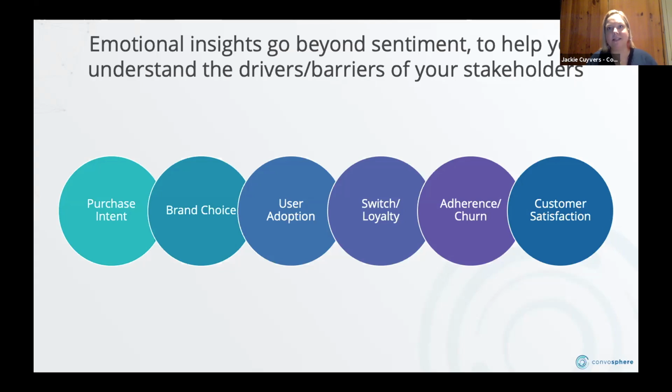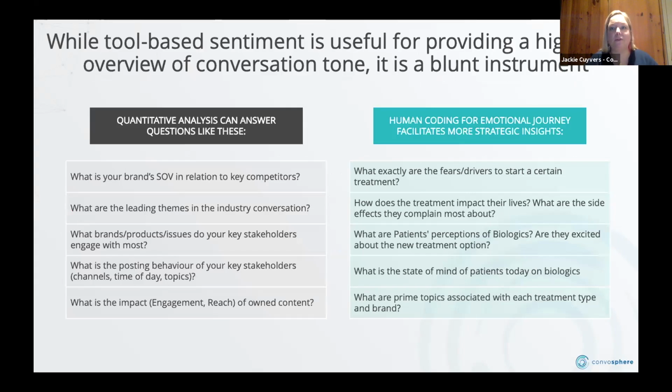So understanding the emotions that sit behind that sentiment becomes really important and can be very powerful. For example, while tool-based sentiments can be really good in providing you an overview, it's a blunt instrument. It can give you the quantitative analysis and answer questions like, what is my share of voice in comparison to competitors? What are the key themes driving conversation? Which brands, products, issues are mentioned the most? It doesn't really let you understand the why of these topics or themes mentioned, and it doesn't help you prioritize the issues in terms of which are barriers to adopting a new treatment or medication.